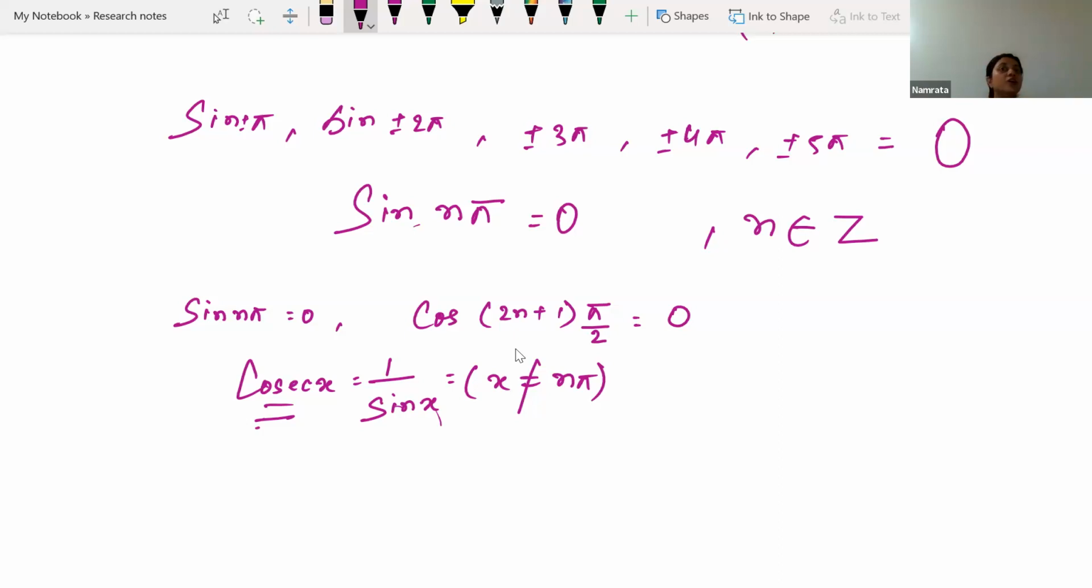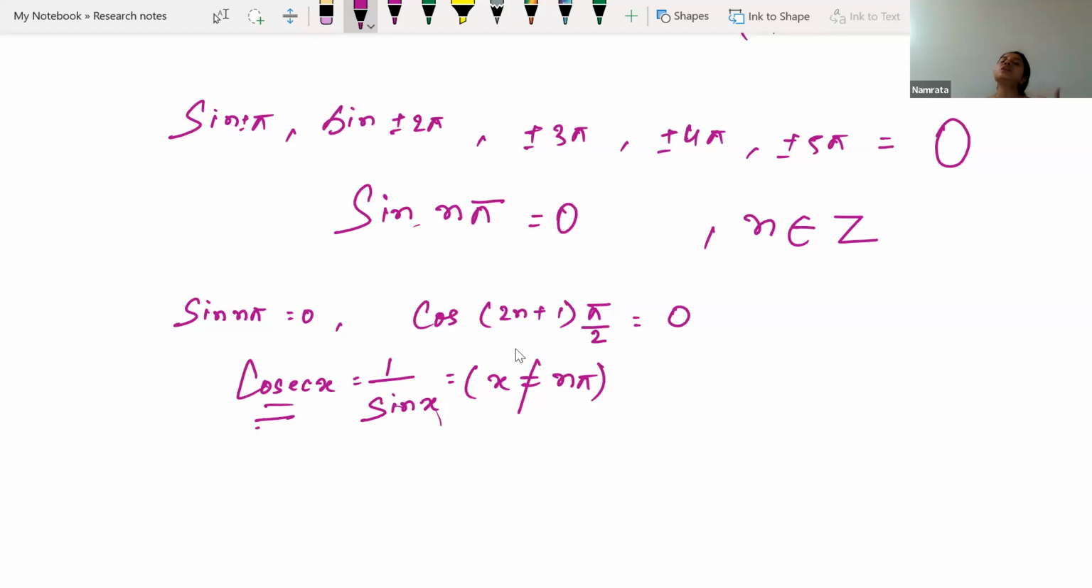I told you, while finding the domain, there are two things we try to avoid: a negative inside the square root sign, and 0 in the denominator. So cosec x means 1 by sine x. Sine x value can be anything, everything is fine, but x must not be n pi, like 1 pi, 2 pi, 3 pi, 4 pi, minus 1 pi, minus 2 pi, minus 3 pi. Apart from that, it can be anything, then our cosec x will be defined. Is it okay?